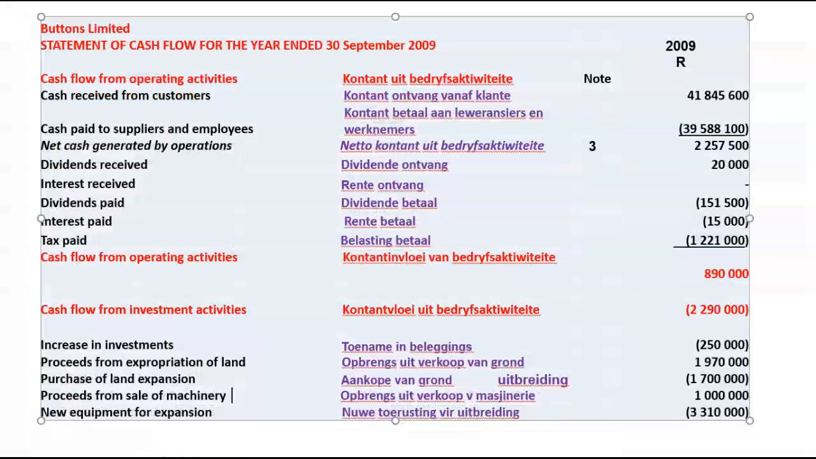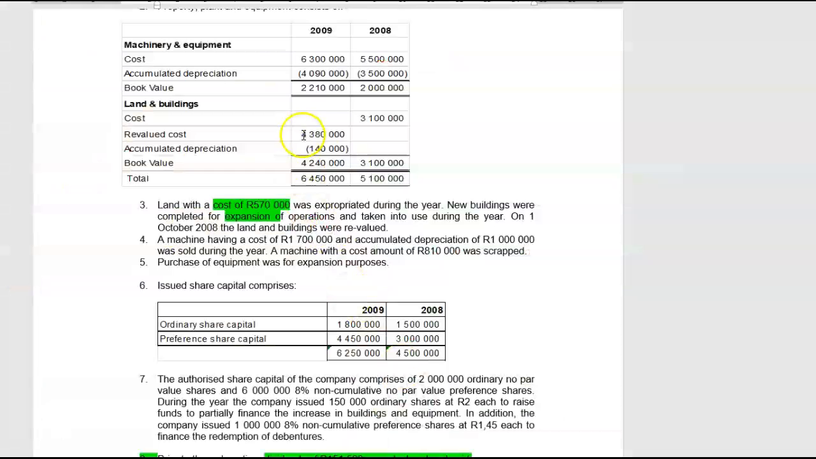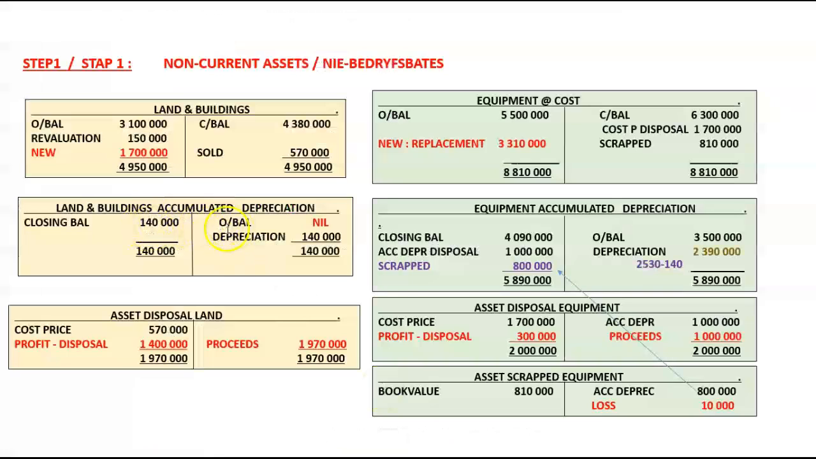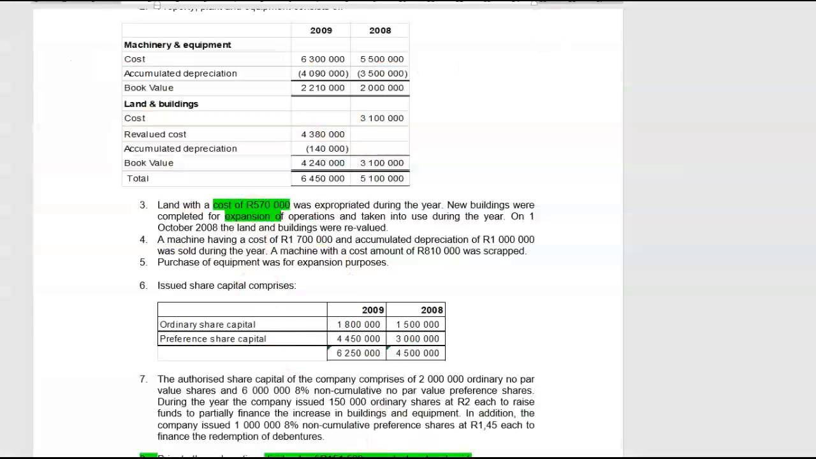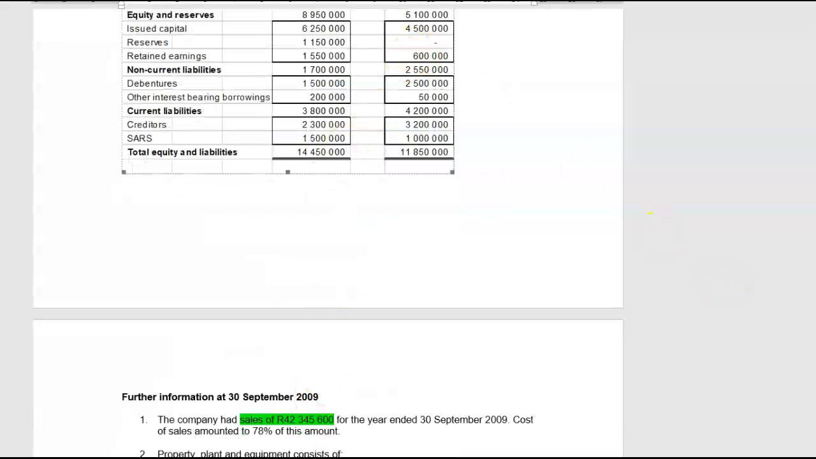Just coming back to our land accumulated depreciation account, we had no opening balance, but we had a closing balance there of 140,000 rand. So that means that our depreciation expense for the year was 140,000 rand. Now, if you go to your income statement, you will see there that they gave us a total depreciation amount of 2,530,000. So 140,000 of that belonged to the land.